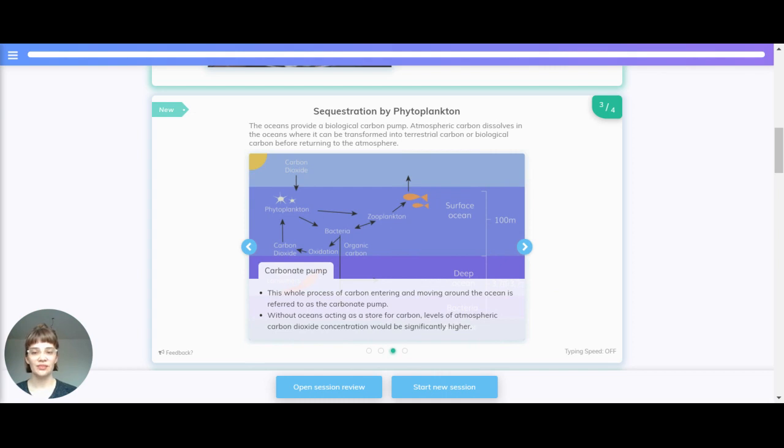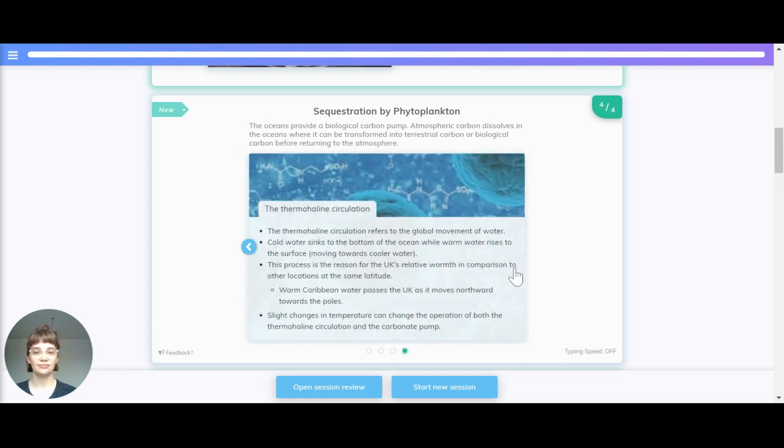Carbonate pump. This whole process of carbon entering and moving around the ocean is referred to as the carbonate pump. Without oceans acting as a store for carbon, levels of atmospheric carbon dioxide concentration will be significantly higher.